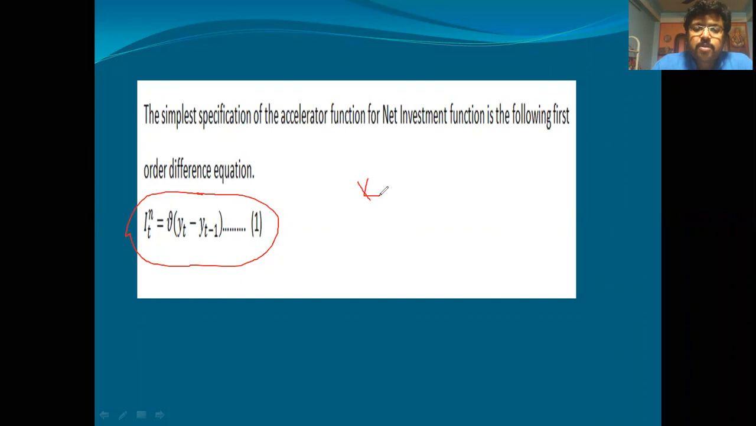It is known to us from the accelerator theory that the desired capital stock K is equal to nu times y t expected, the expected value of y. This is the desired capital stock, and this is the expected value of y. So by the end of the year, the desired amount of capital stock that is required to produce the next year's expected output.